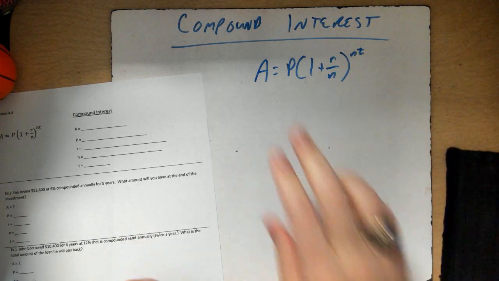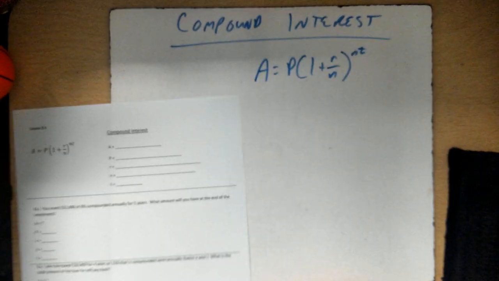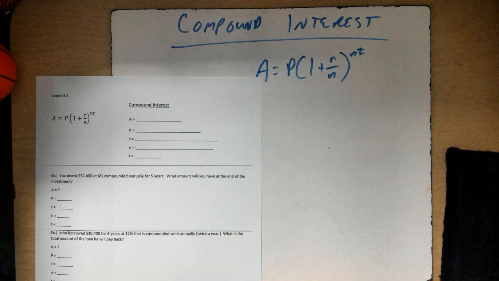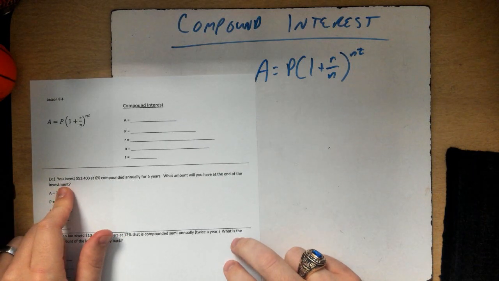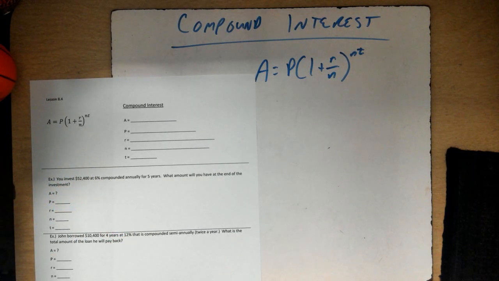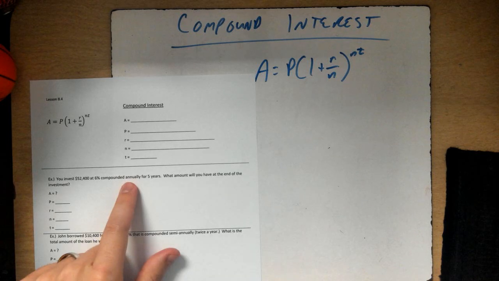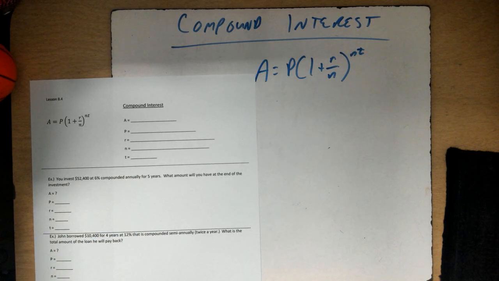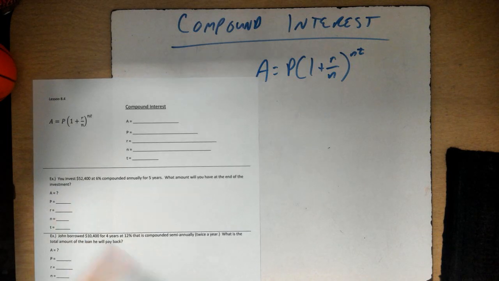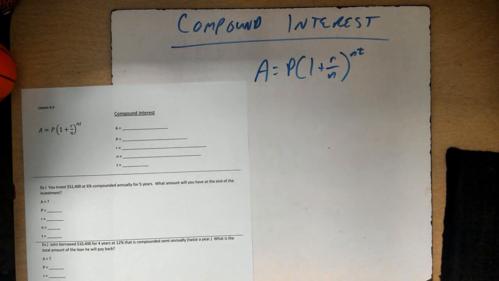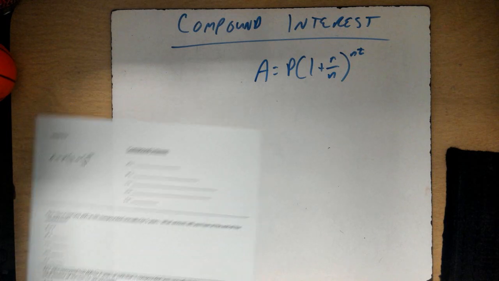So I'm going to leave our formula up here so we have it, okay? And I'm going to go over our first question. So we have, says you invest $52,400 at 6% compounded annually for 5 years. What amount will you have at the end of the investment, okay? So for all these questions that we have, we're trying to solve for our A, okay? That's what we're trying to figure out, is what amount we have currently, okay?